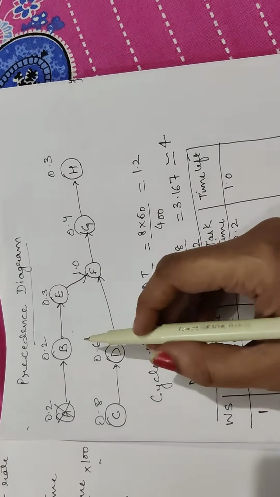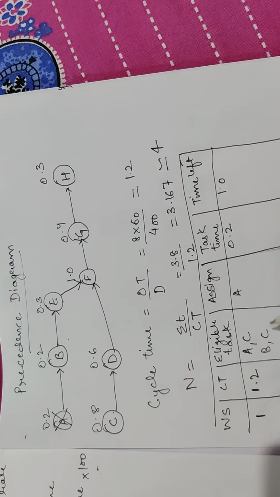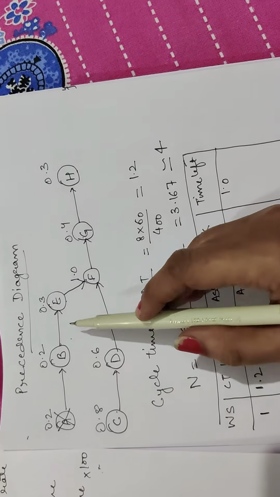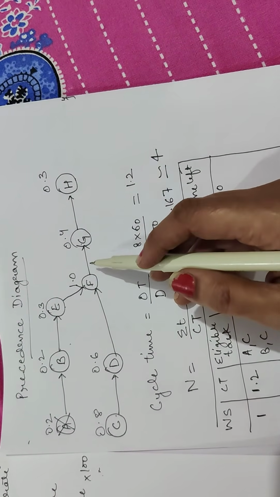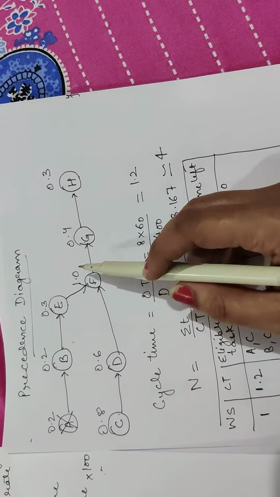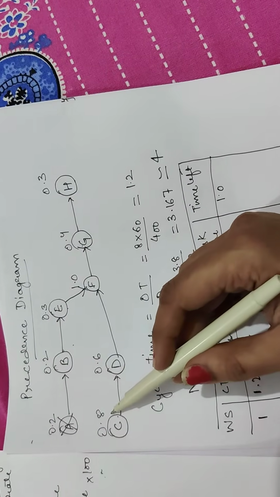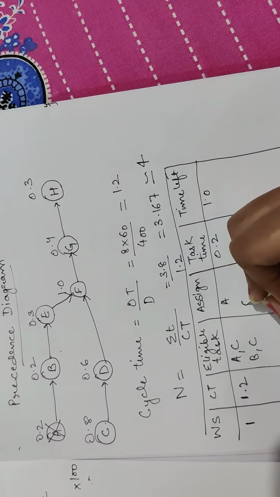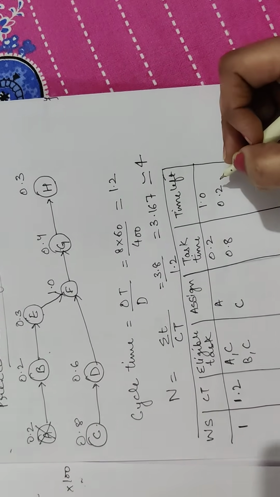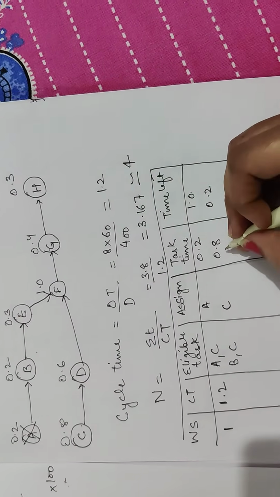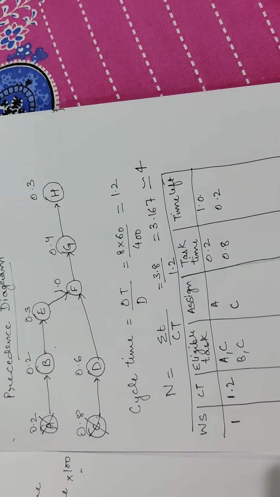Next eligible tasks are B and C, right? So B comma C. From these two tasks, check the number of followers. How many followers does B have? 4. C's followers are also 4. So there is a tie, and to break the tie, they are saying to take the task with the longest time. B's time period is 0.2, C's time period is 0.8. So C will be assigned, the time period is 0.8 and the time left will be 0.2. I subtracted 0.8 from 1, right? Now my C task is also assigned.